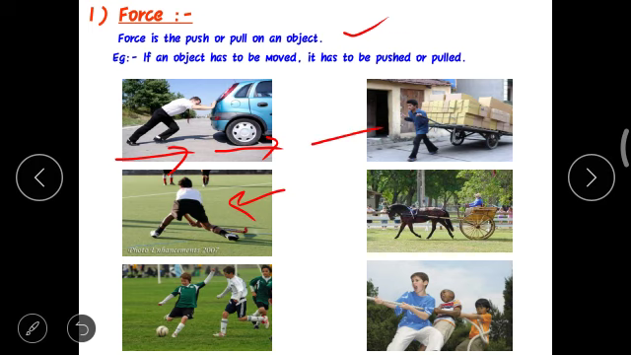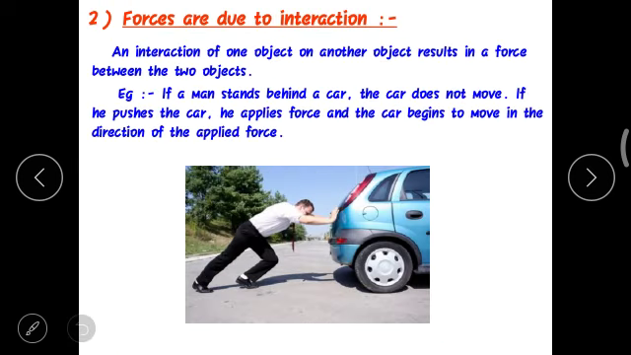And if a person is pulling a cart with the help of his hands, he is applying force on the cart, due to which the cart will start moving. So what is force? Force is the push or the pull acting on an object. These are different examples in which different persons are doing their work with the help of their force. So the next one, forces are due to interaction.